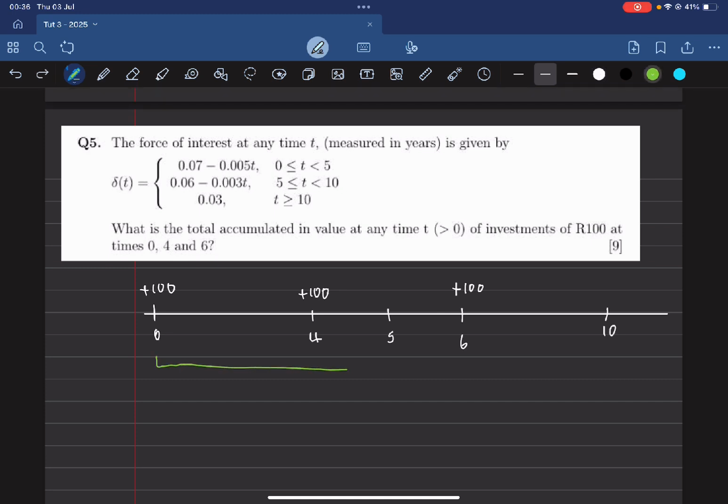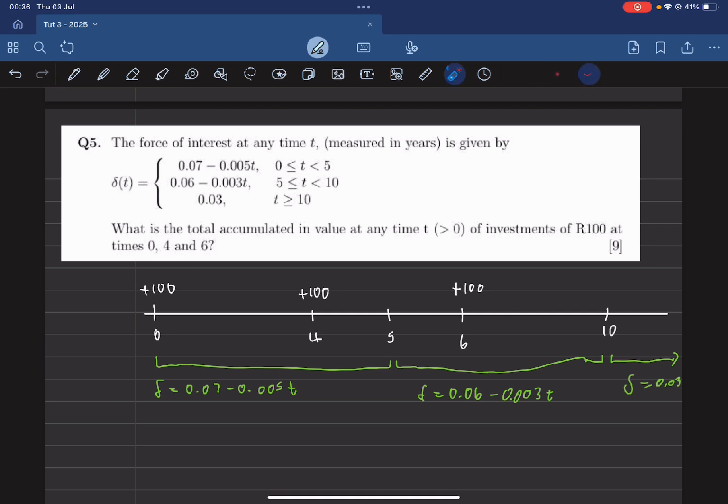The force of interest is not constant in that period. Delta is equal to 0.07 minus 0.005t. Okay, from 5 to 10, delta is equal to 0.06 minus 0.003t. And from 10 onwards, delta is equal to 0.03. Cool. That's all our important information.